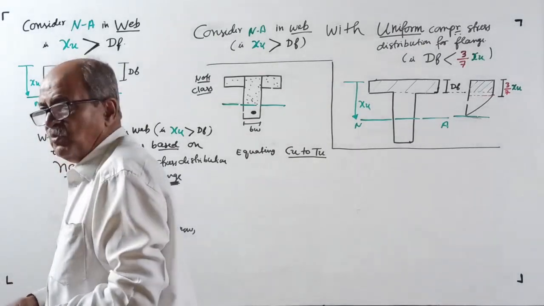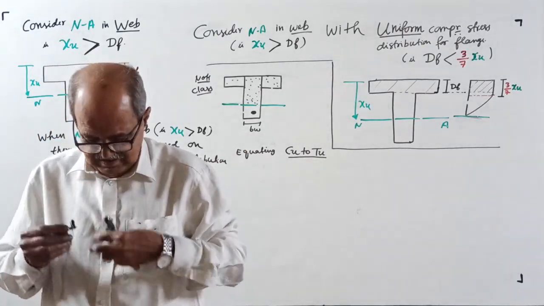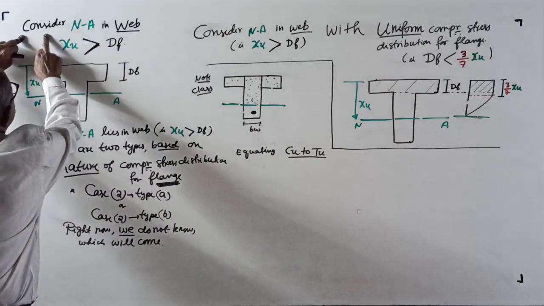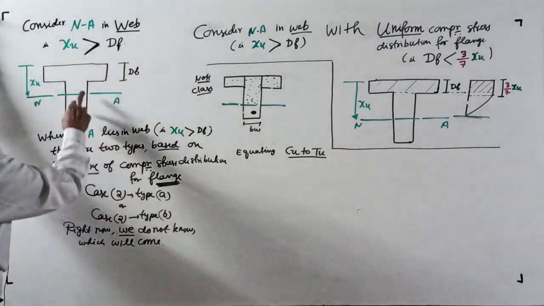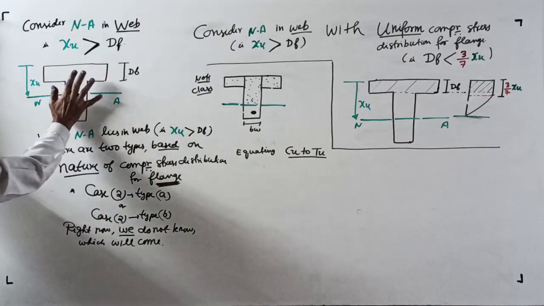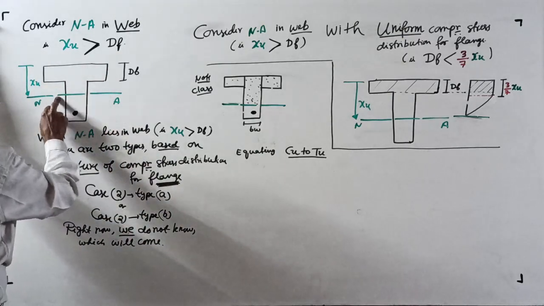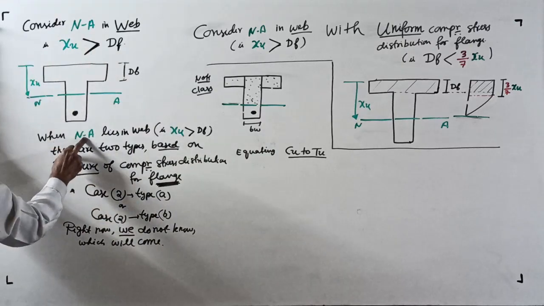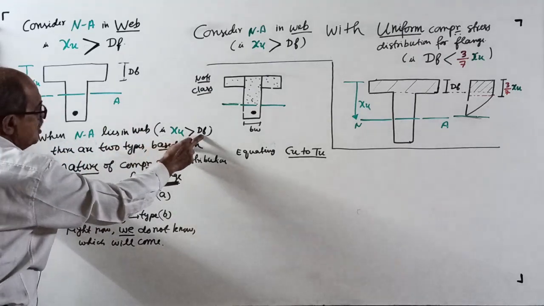Okay, I'll continue. I forgot to put the mic on. See, suddenly same problem. Okay. So, consider neutral axis in web. That is your XU more than DF. See, one rough sketch. Remember, this will not tell you type A or type B. Neutral axis in the web means XU more than DF.